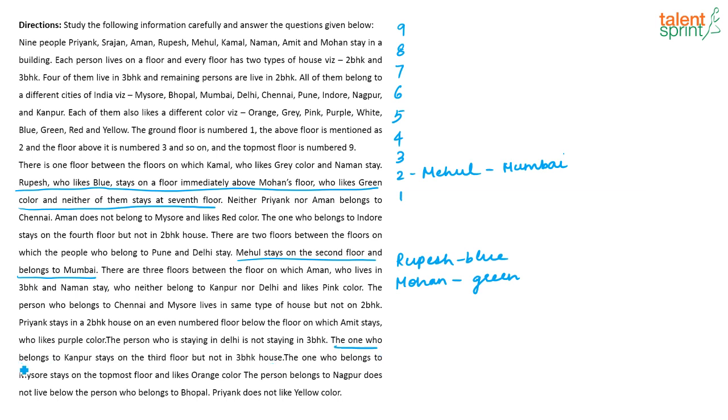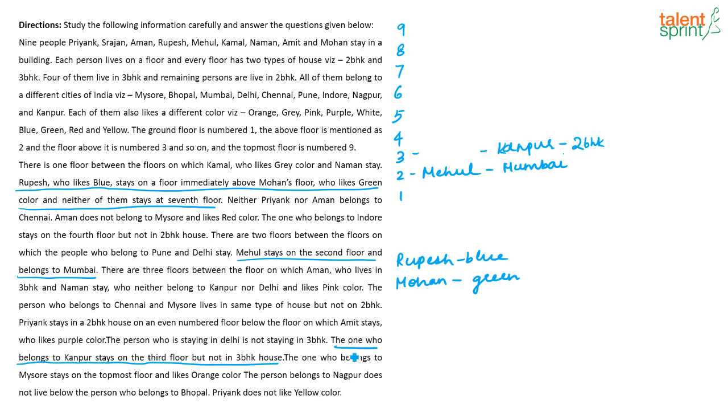The one who belongs to Kanpur stays on the 3rd floor but not in a 3 BHK house. So the one who belongs to Kanpur stays on the 3rd floor, but not in a 3 BHK means this person lives in a 2 BHK house. Okay, not 3 BHK means obviously 2 BHK.